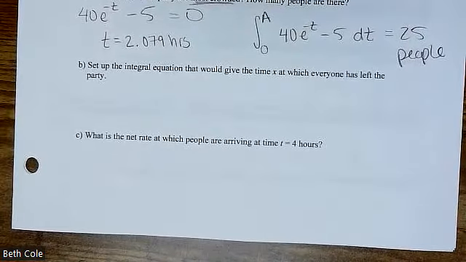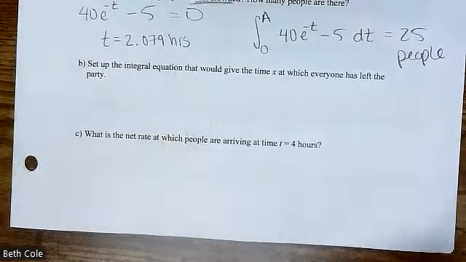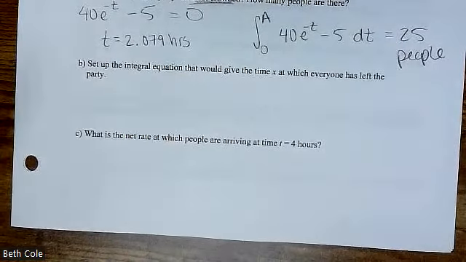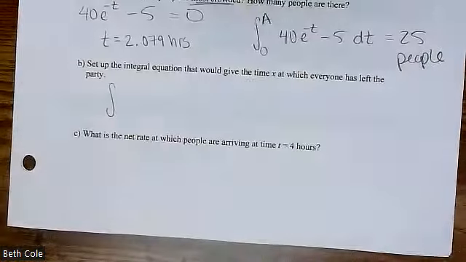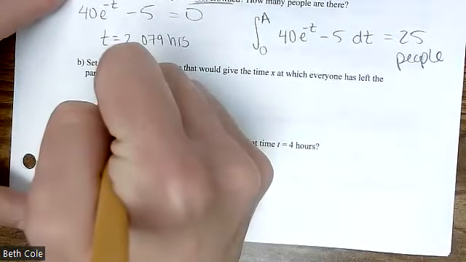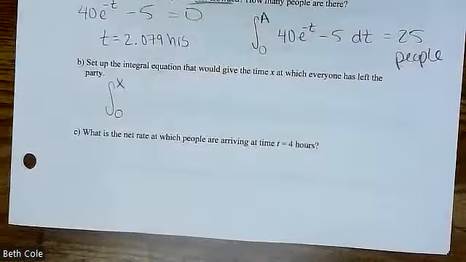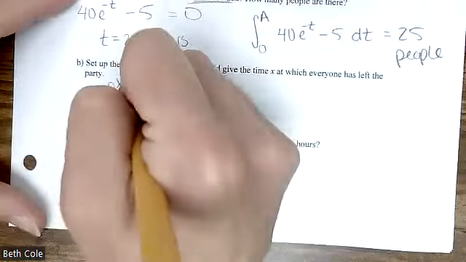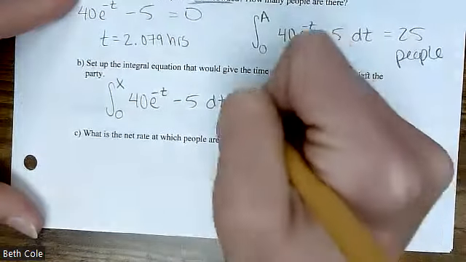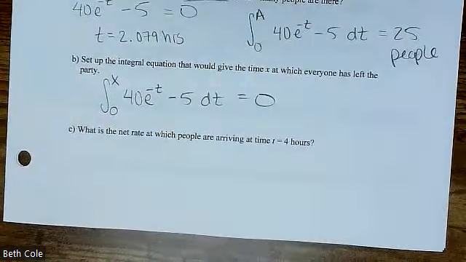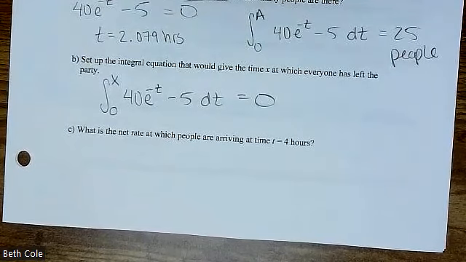All right, set up the integral equations. There will be an integral and an equal sign that gives the time when everyone's left. Think back to the M&Ms when the bowl was empty. I want to see if you can do this. It would be integral, well, 0 to x, 40e to the -t minus 5 dt equals 0. This one did not have an initial condition. You remember how the M&Ms had that 250? This one didn't have an initial condition, and I guess we're just to assume that the party started with 0 people, and then they started to arrive. I mean, that makes sense, right?